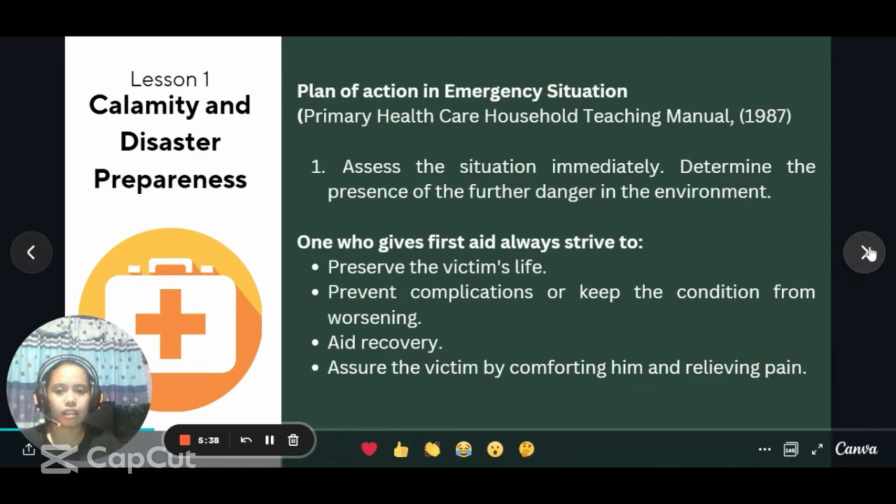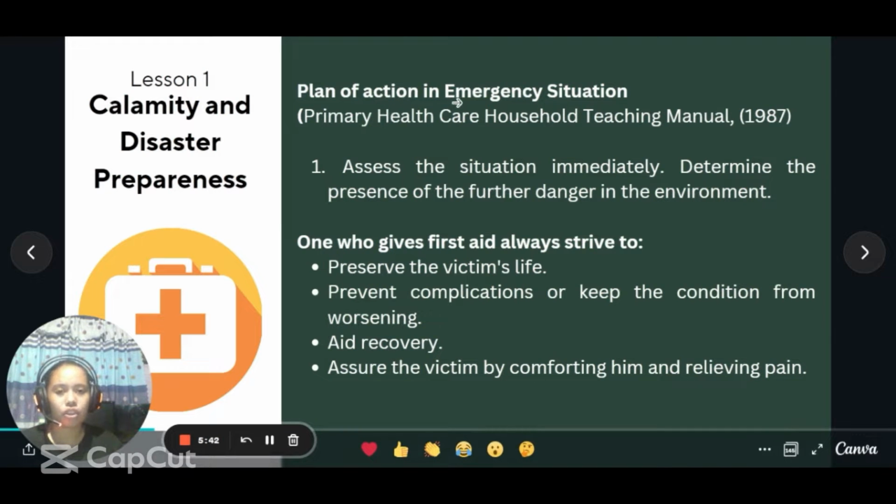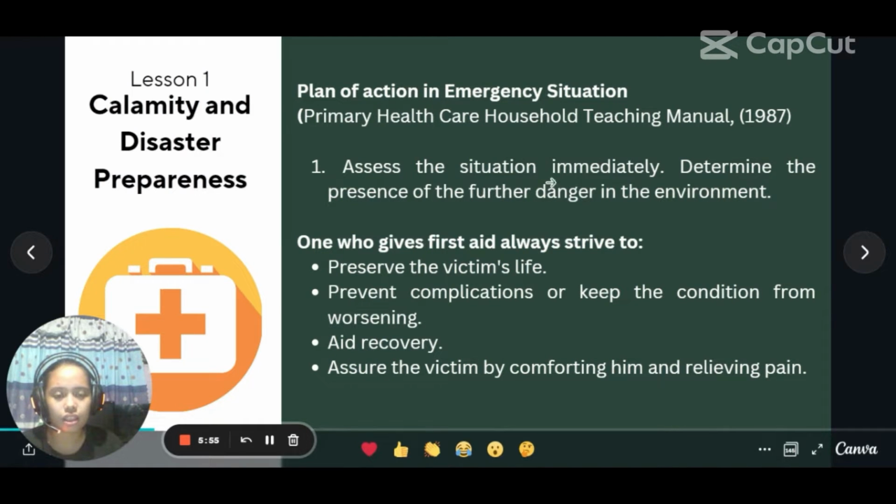Then next, plan of action in emergency situation. Primary Healthcare Household Teaching Manual 1987. So, number 1, assess the situation immediately. Determine the presence of further danger in the environment.